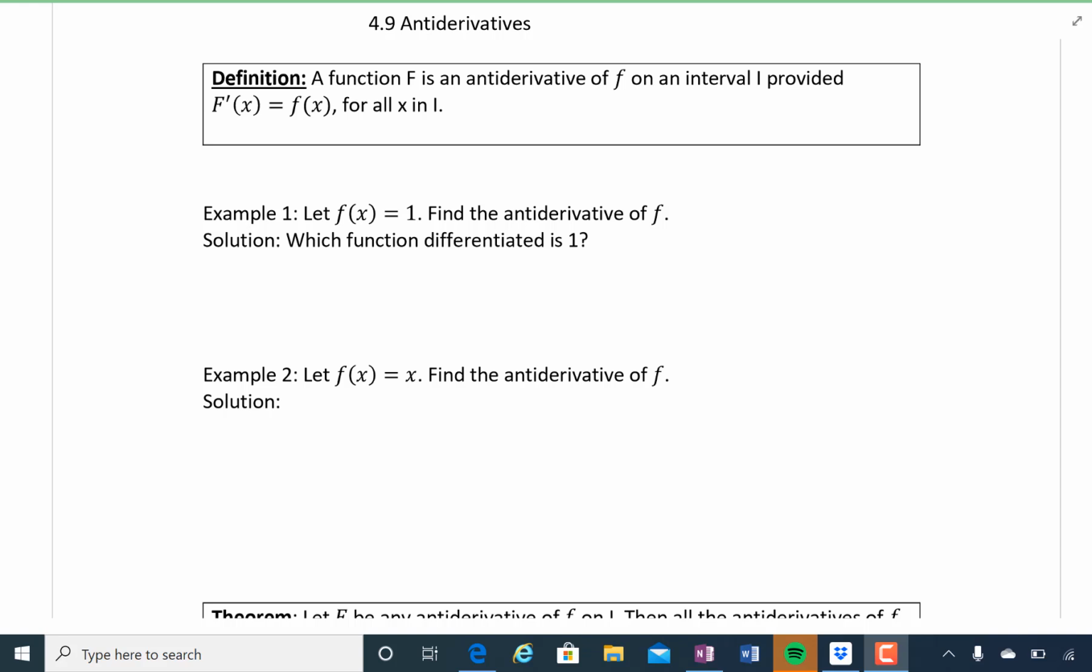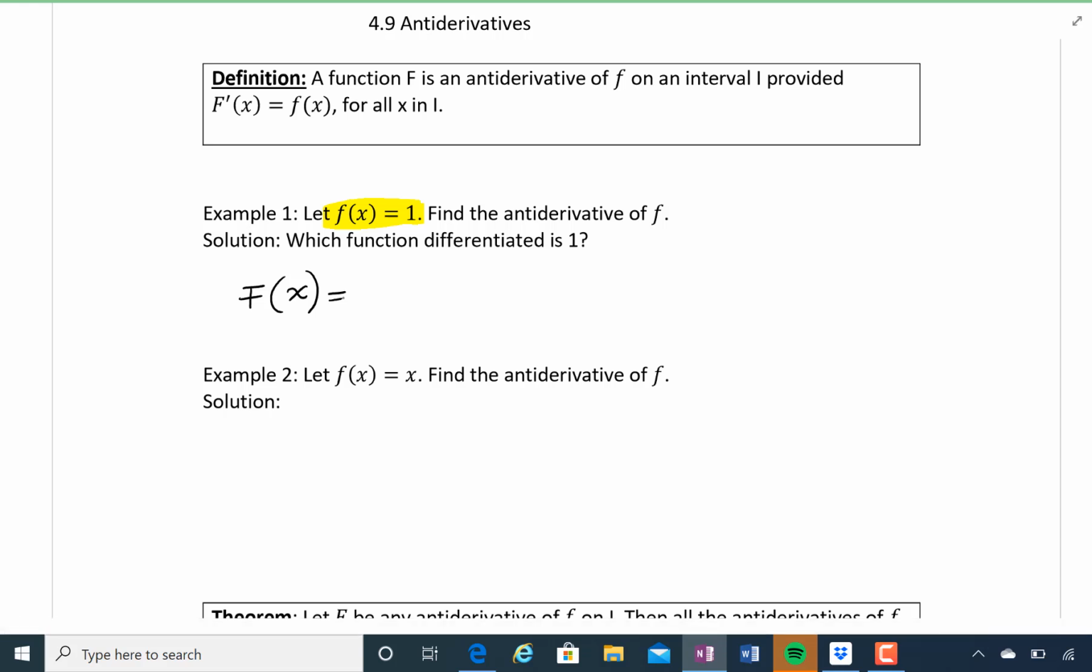Okay, so a function F is an antiderivative of a function f, lowercase, on an interval I, provided F prime of x equals f of x. Okay, so what does that mean? If, for example, we have f of x equals 1, a function, what is the antiderivative of f? What function, when you differentiate it, is 1?